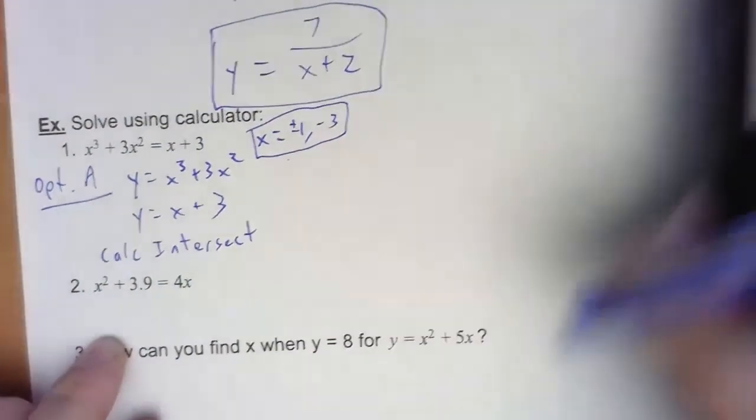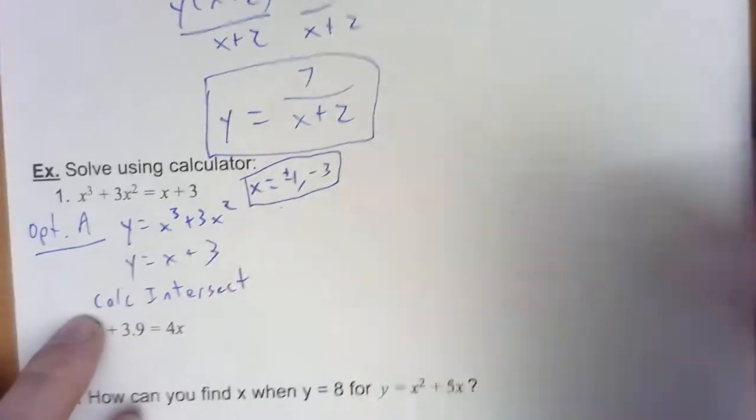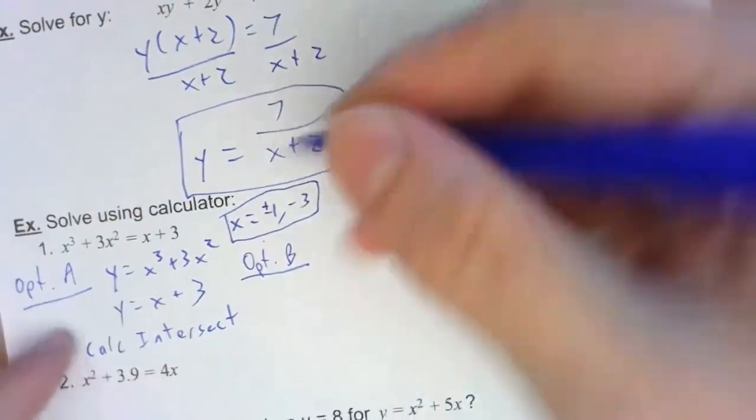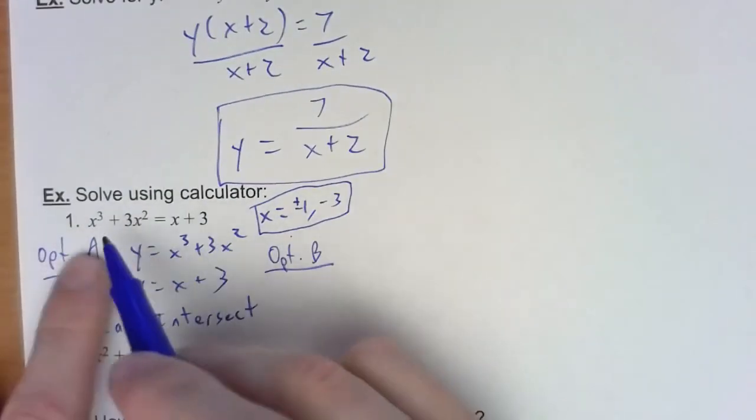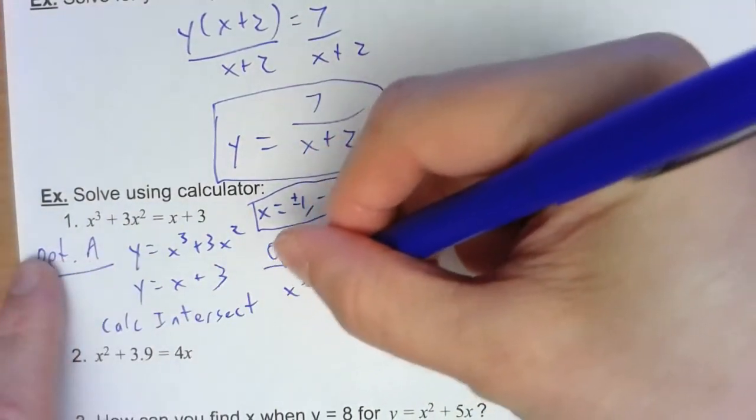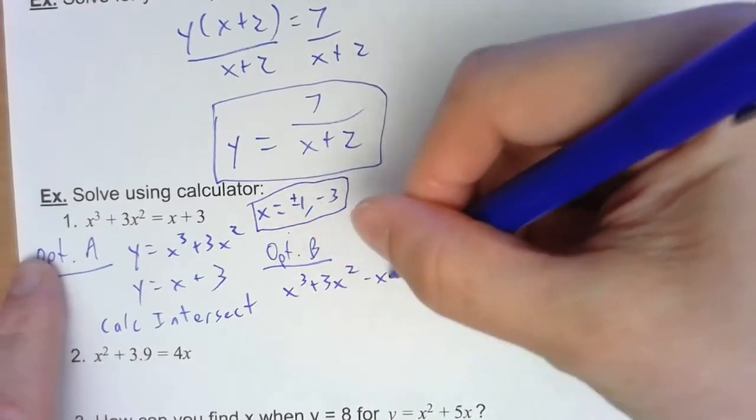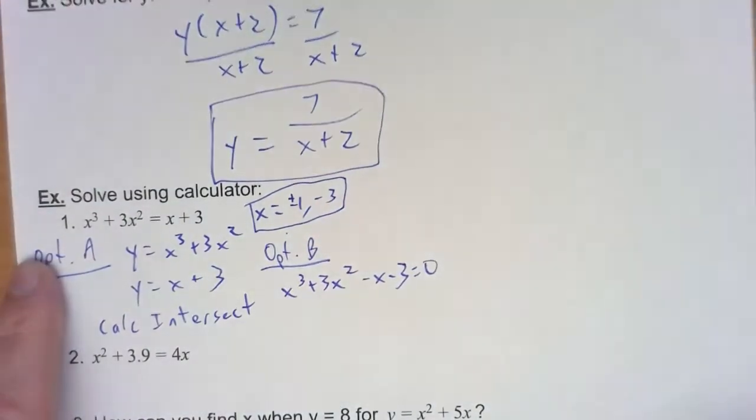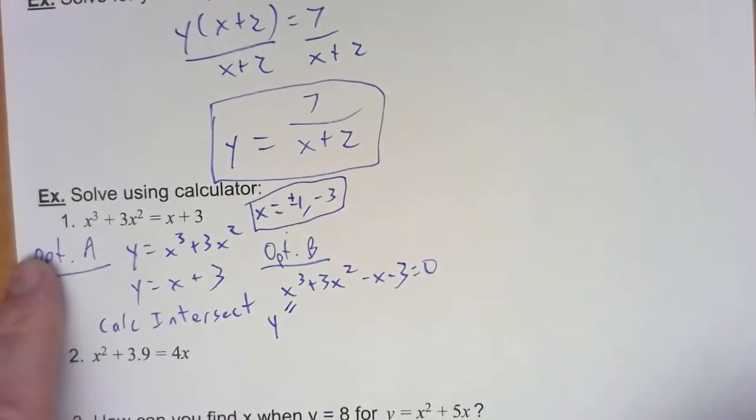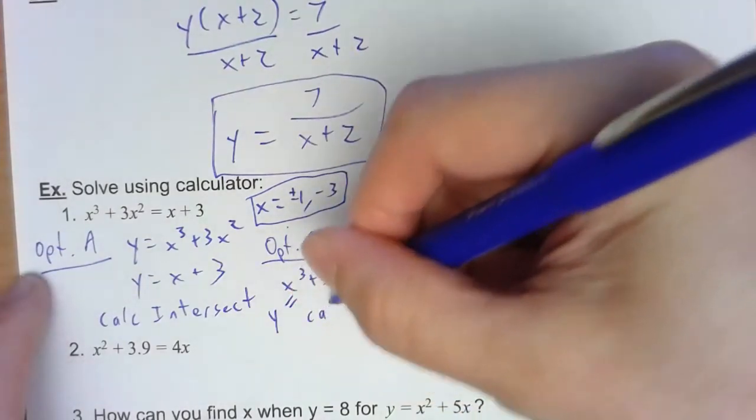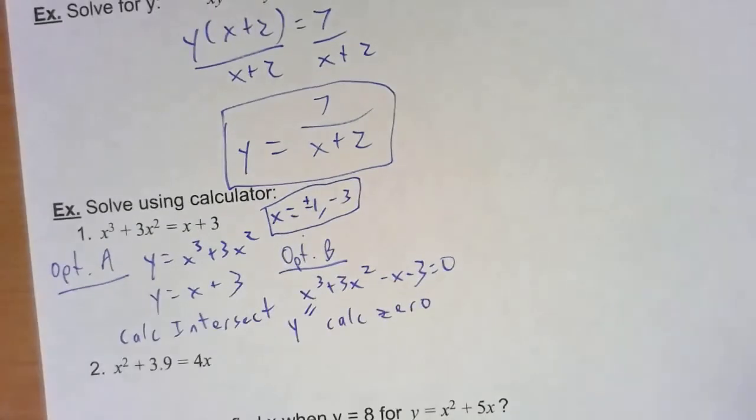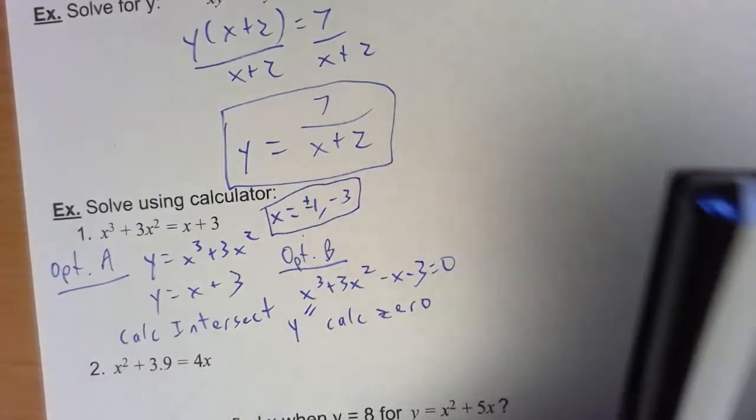So there's our answers. One option: graph the left, graph the right, do calc intersect. Another option is I could get everything over to the same side. Let me subtract the x and subtract the 3. So x cubed plus 3x squared minus x minus 3 equals 0. And then I could graph y equals that, and then I could do calc 0. That's another option.